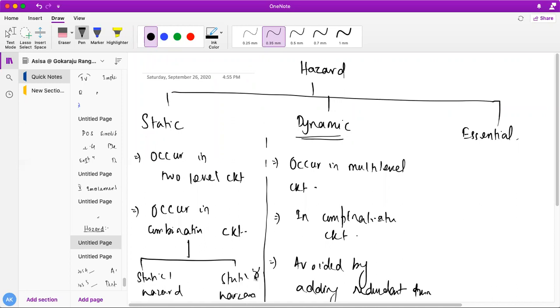Okay, so next, essential hazard. What is essential hazard? It occurs in asynchronous sequential circuits. I have not discussed these things, students, so don't worry, I'll tell you about this. What is an asynchronous sequential circuit?